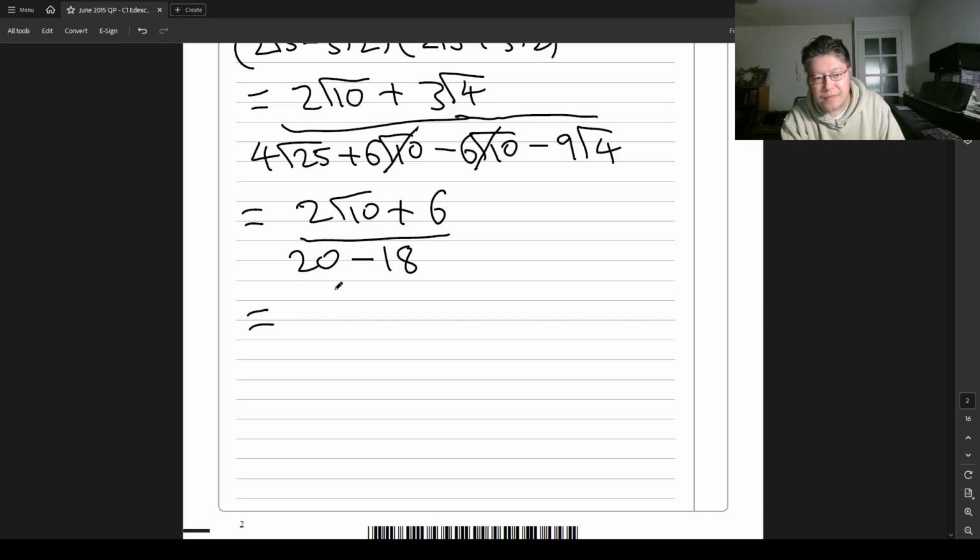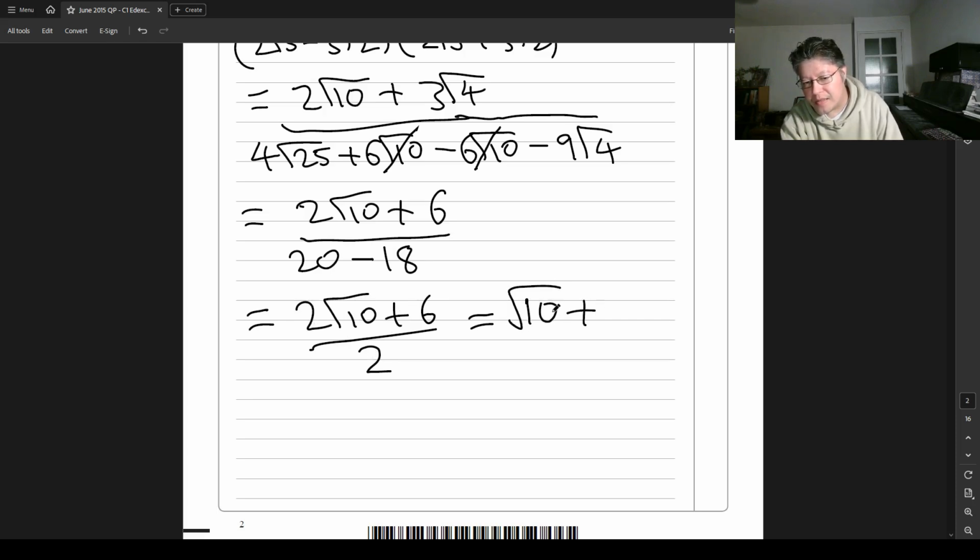So it equals, and we can simplify this. We've got 2 root 10 plus 6 on top. At the bottom, 20 minus 18 is 2. Since there's a 2 common in the numerator, we can divide both by 2. So 2 root 10 divided by 2 is root 10, plus 6 divided by 2 is 3. And that's the final answer: root 10 plus 3.